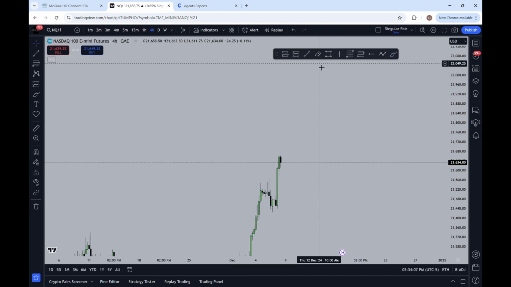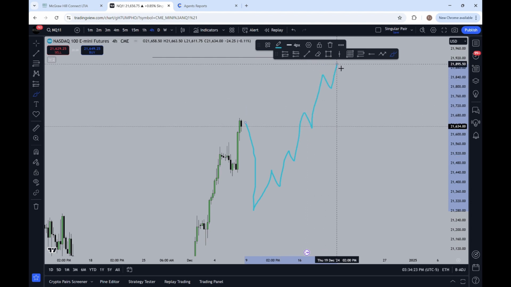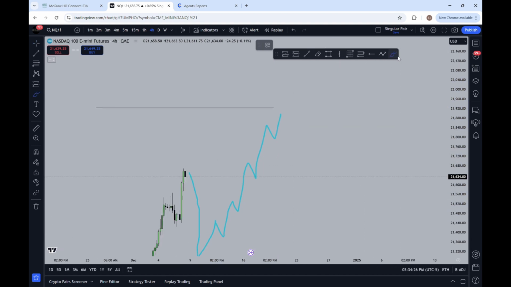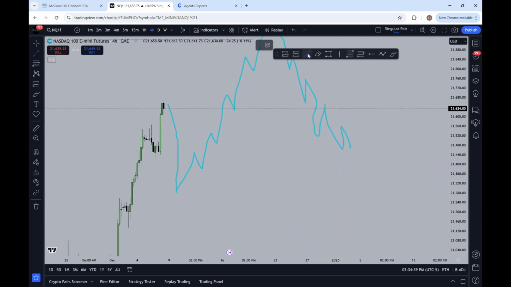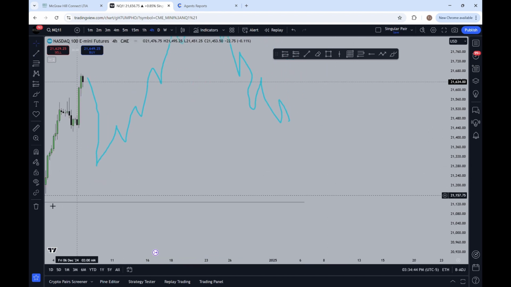Now, we don't have a draw on liquidity because we're at all-time highs, but let's just say we had it up here, right? So what we would expect is something like this: mitigation zone, mitigation zone, mitigation zone, mitigation zone. Now we hit our draw on liquidity up here, and we can see price sweep the liquidity and then create bearish mitigation zones. And then we go target the sell side liquidity, aka our draw on liquidity down here or wherever it is, right?